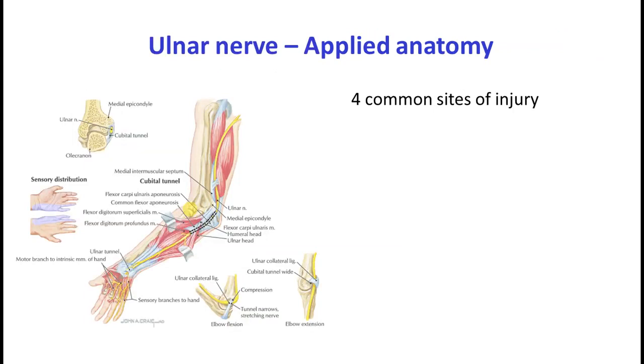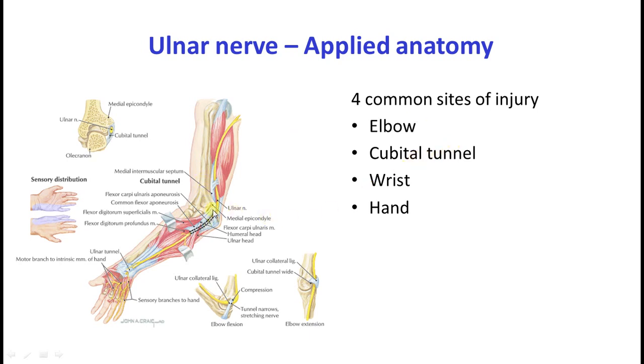So the sites of injury, or the applied anatomy of the ulnar nerve, you are able to see here. In the elbow, again the supracondylar fractures, it might get affected. Cubital tunnel syndrome: what happens is when there is a tendinous arch between the two heads of the flexor carpi ulnaris origin, it forms a tunnel-like structure which is called the cubital tunnel.